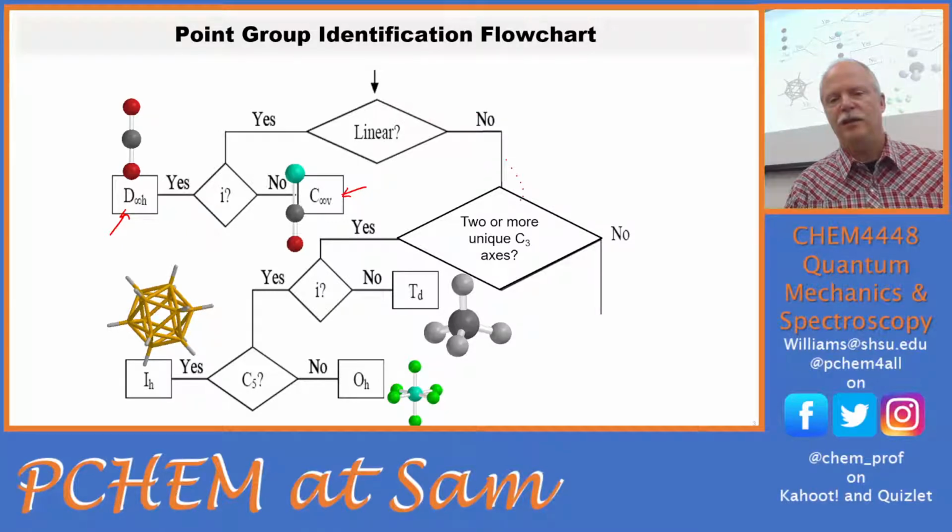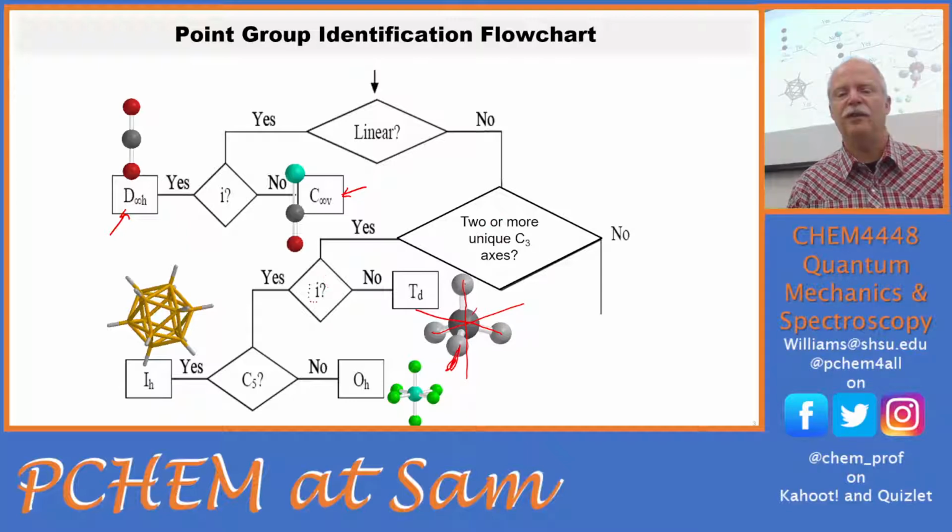If it's not linear, then you get into these more complicated questions. Like, does it have two or more unique C3 axes? And so it's looking for high symmetry molecules. In this case, like in methane, you've got a C3 axis coming out here. You've got a C3 axis going down. So every CH bond is a C3 axis. And so it's got 4 unique C3 axes. And so you would say yes to that.